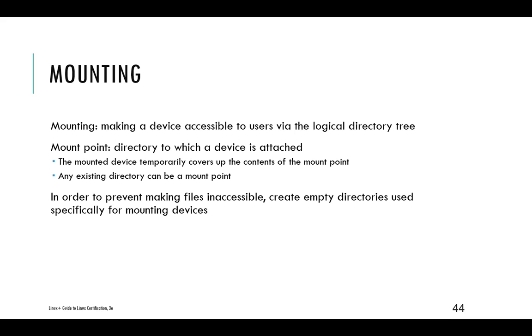Mounting. If I mount something, what am I doing? I'm making it available. I'm adding it into the system. Mount point is the point at which this device is attached. In other words, if I'm in my device directory and I have my hda, I've mounted my hard drive A to the system, and that's its mount point.